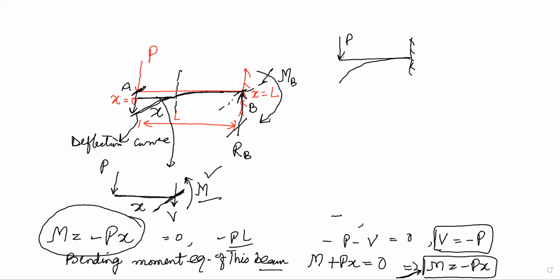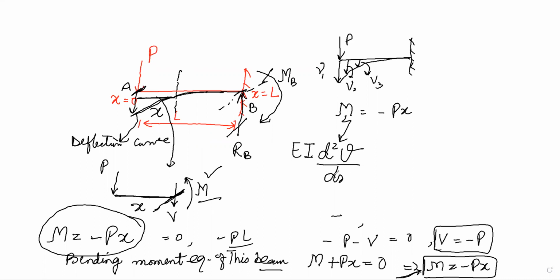So deflection here I will write as nu1. Here the deflection is nu2. Here the deflection is nu3. So the deflection is varying. Then we know M is equal to minus Px. This M is equated to EI d2 nu by dx2. This is equal to minus Px.